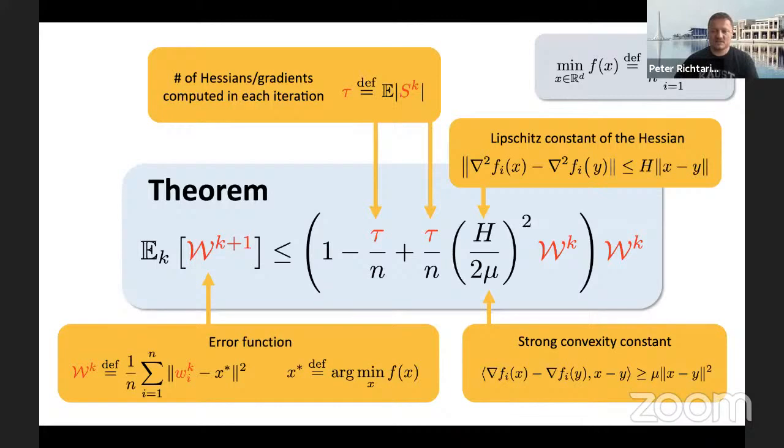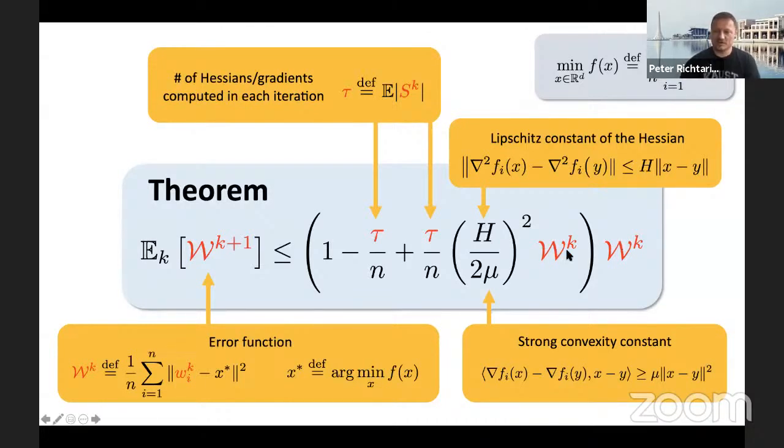One way to think of this result is to ask the question, do we recover the local quadratic rate of Newton's method if we specialize this method to Newton's method? So if we choose tau to be n, then this becomes Newton's method, as I explained. Do we recover the local quadratic rate of Newton's method? And the answer is yes, because if tau is n, then tau over n is 1. This cancels out with this 1. Okay, so this is gone.